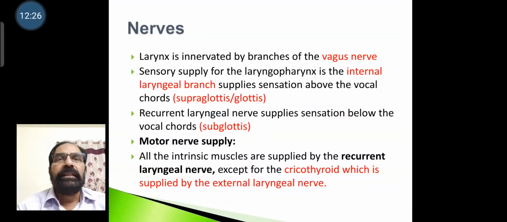Nerves. The larynx is innervated by branches of vagus nerve. Sensory supply of laryngopharynx is the internal laryngeal branch. Sensation above vocal cords, that is supraglottis and glottis, is by internal laryngeal nerve. Recurrent laryngeal nerve supplies sensation below the cords, subglottis. Motor nerve supply: all intrinsic muscles are supplied by recurrent laryngeal nerve except for cricothyroid, which is supplied by external laryngeal nerve.